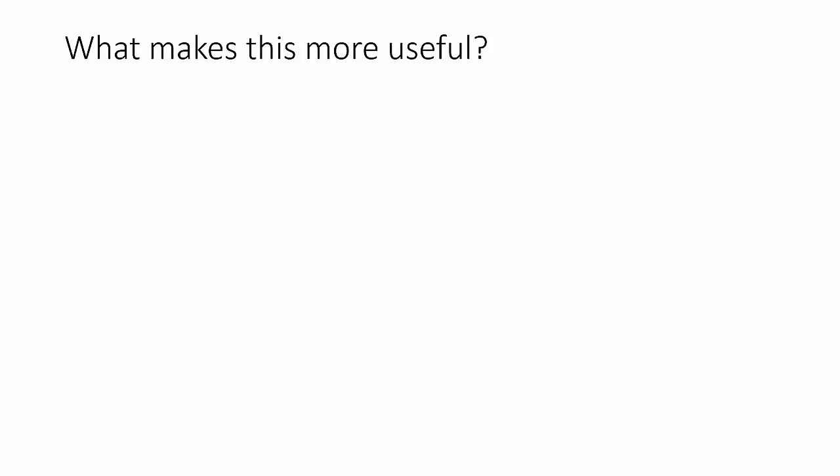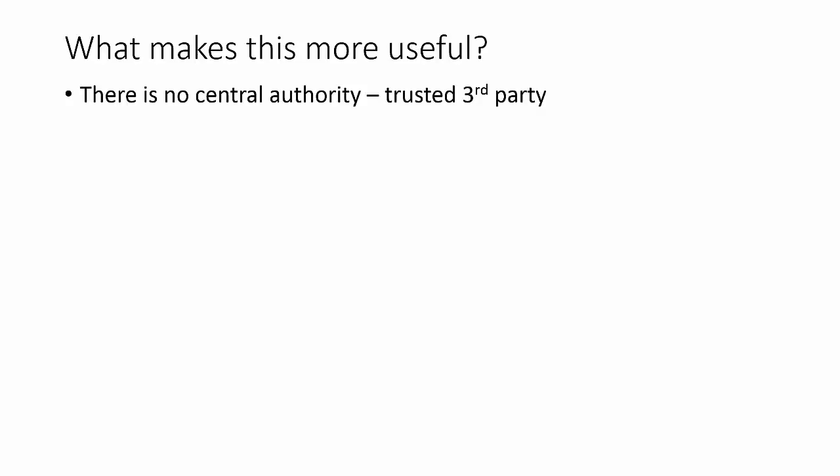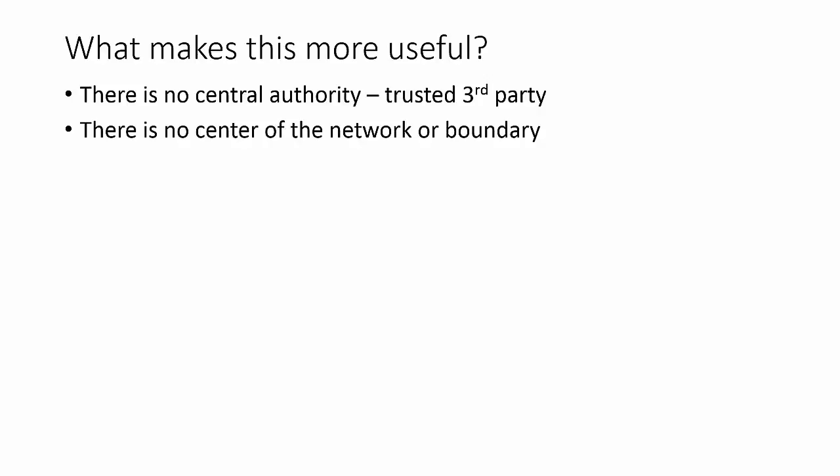This network model is very useful for blockchain. There is no central authority or boss in this network. In the centralized network, the central node essentially controls the network. Nothing like this exists in this model. There is no center of the network or boundary.